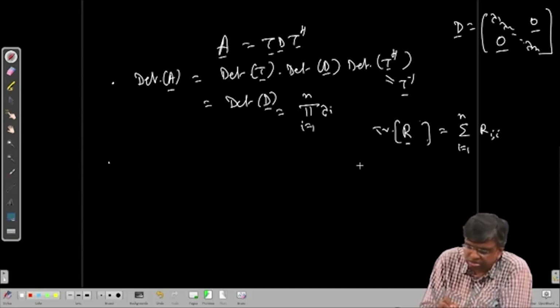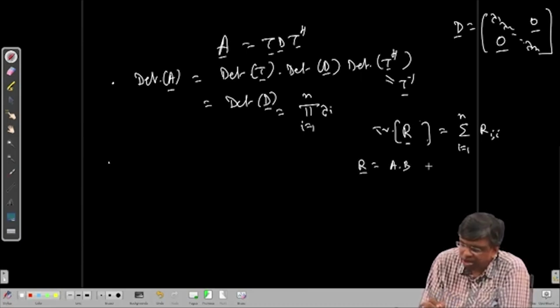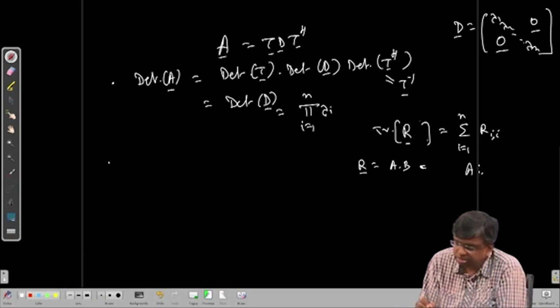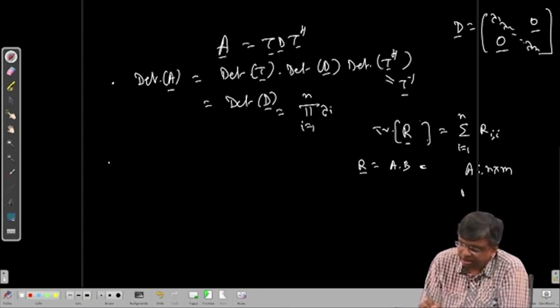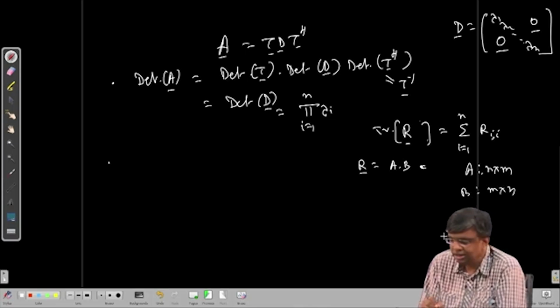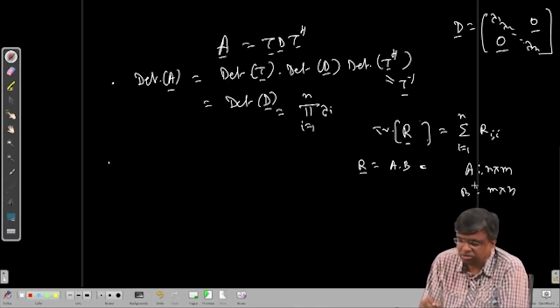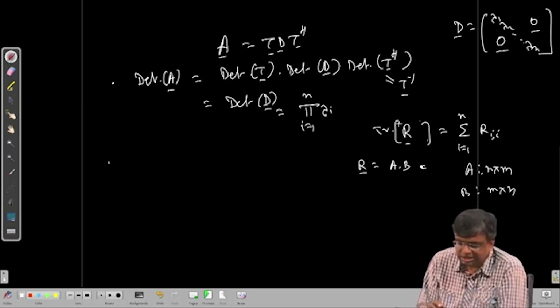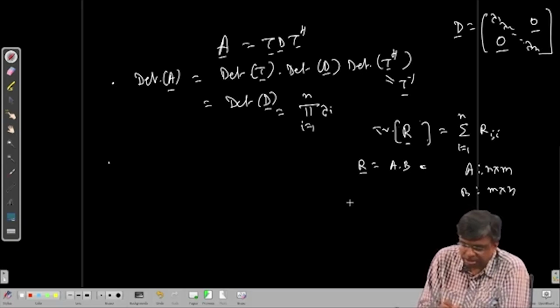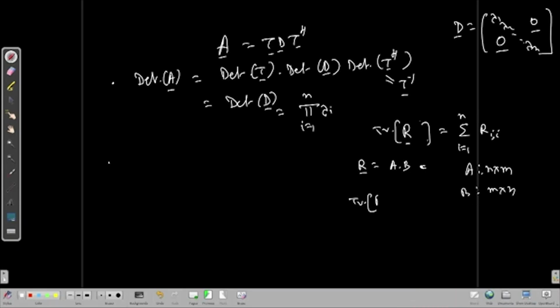Now suppose R is A B, where A is maybe n cross some m and B is m cross n. So n cross m cross n, product is n cross n, that is R. Then trace of AB will be what? Trace of R is this, summation R_ii.